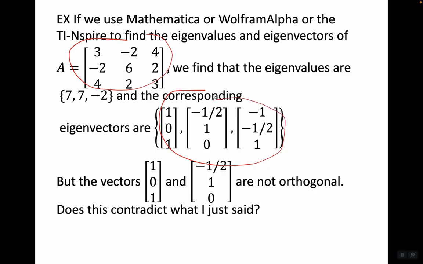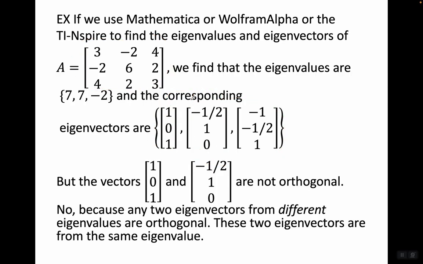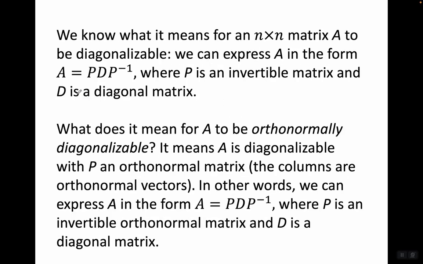But the vectors 1, 0, 1 and -1/2, 1, 0 are not orthogonal. Okay, these guys are not orthogonal. Does this contradict what I just said? No, because any two eigenvectors from different eigenvalues are orthogonal. These two eigenvectors are from the same eigenvalue. These both correspond to 7, so there's no guarantee that they're going to be orthogonal.